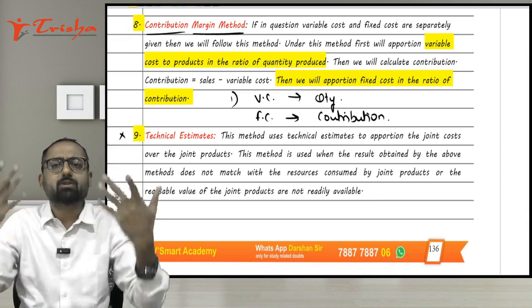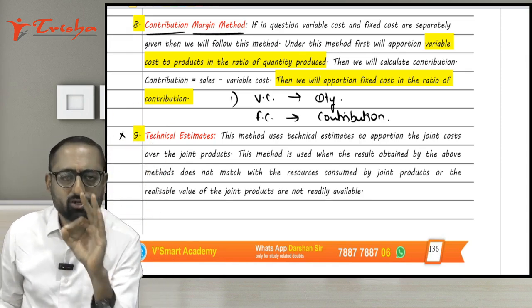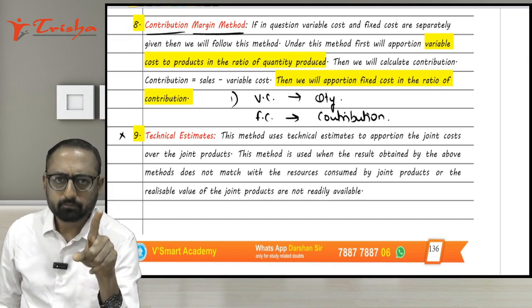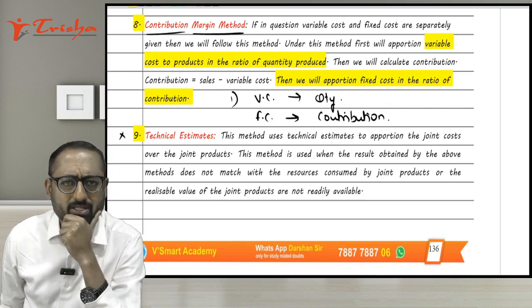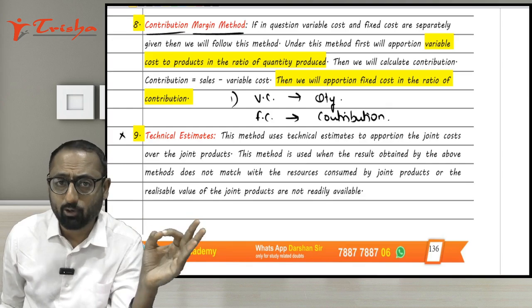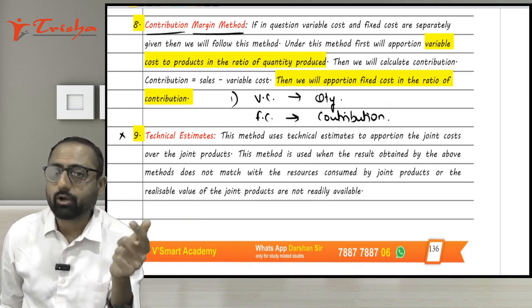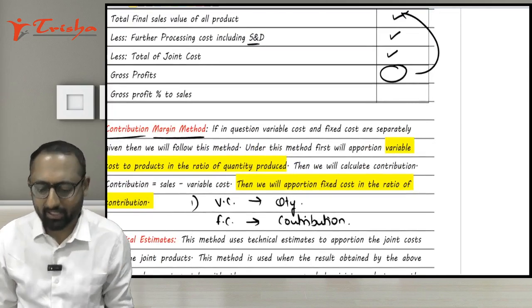So gross profit upon sales will be gross profit percentage, and the format will be the same. Next, if variable cost and fixed cost are given separately, then the contribution margin method will be applicable. Here variable cost will be allocated in the ratio of physical output, then fixed cost will be allocated in the ratio of contribution. So you'll have to remember this. And the last method was the technical estimate method.